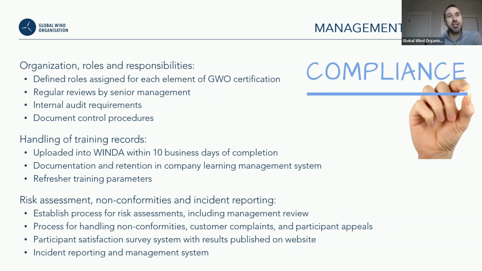The first one is organizational roles and responsibilities. Essentially, who does what, who's responsible. Is your senior management reviewing your training program for its effectiveness? Do you have internal audits set up? Who does those internal audits? Is it your quality team? Is it your safety department? And then how do you control documents within your organization to make sure that there's some sort of quality control process there?